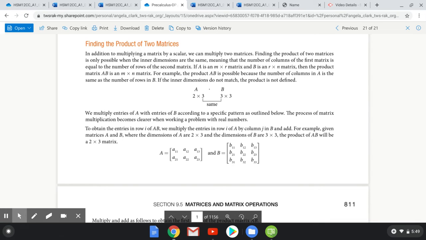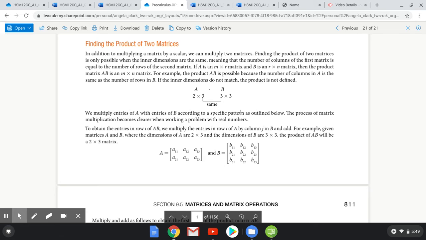Hello, we're continuing with 9.5, matrix operations. Before we do matrix multiplication, I just want to mention one thing that I forgot to mention when we were doing matrix addition, and that is you can't add or subtract two matrices unless they have the same dimension. So it has to be a 2 by 4 and a 2 by 4. You can't add a 2 by 2 with a 2 by 3. They have to have the same dimensions.